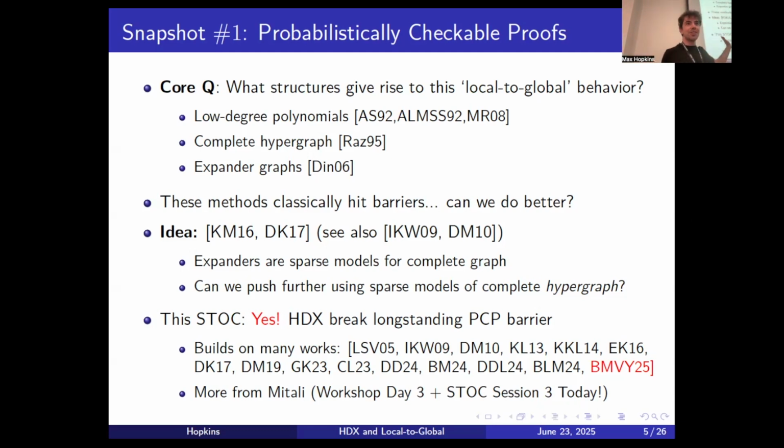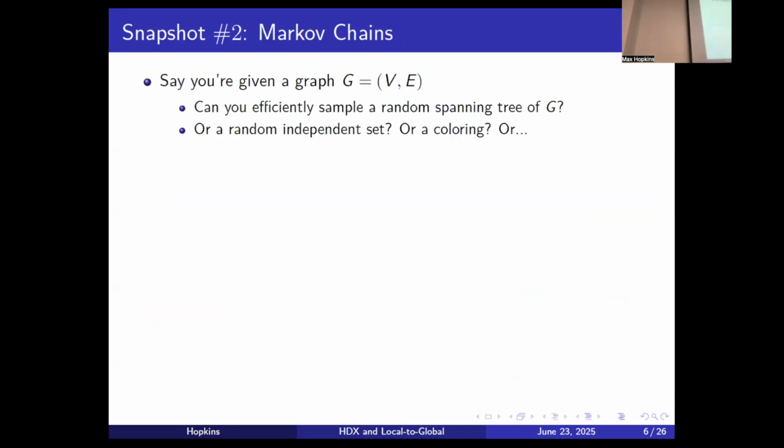Maybe you don't care about PCPs at all. Maybe you care about Markov chains. Let's talk about something completely different. Maybe you're an algorithms person. You don't care about PCPs. So here's a different concrete problem. Say that I give you a graph, and I ask you to give me a random spanning tree of that graph. Or maybe I want you to give me a random independent set, or a Q coloring, or something like this, some type of combinatorial structure of the graph.